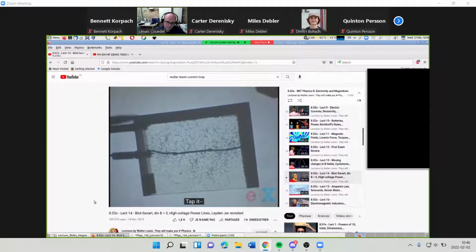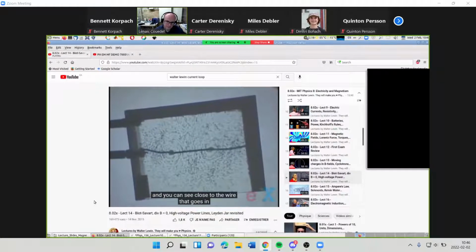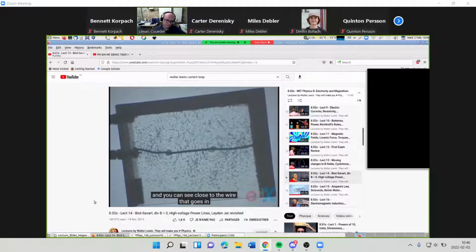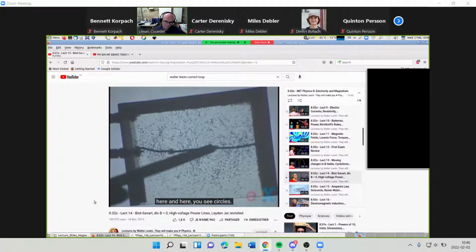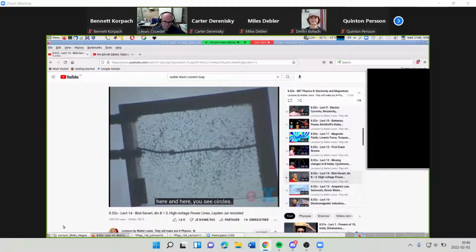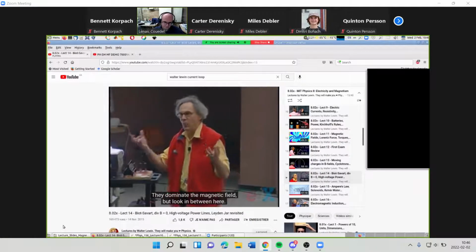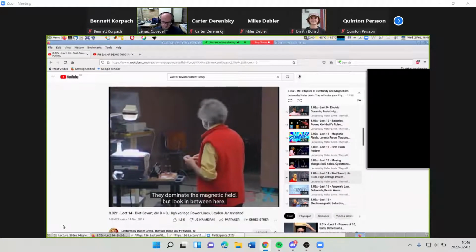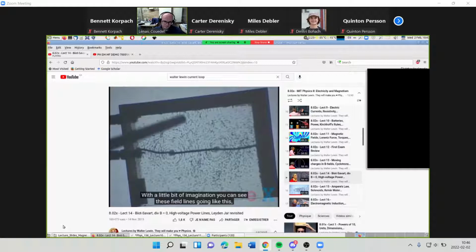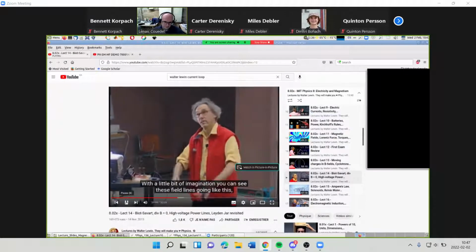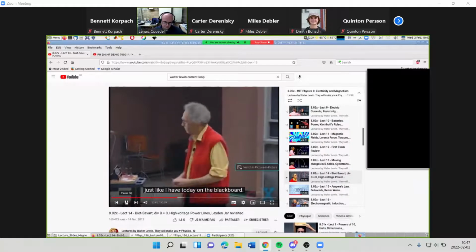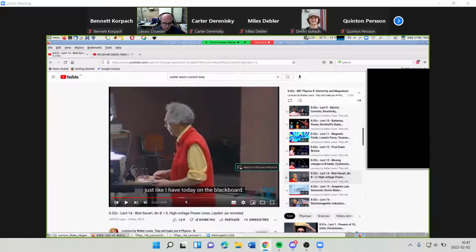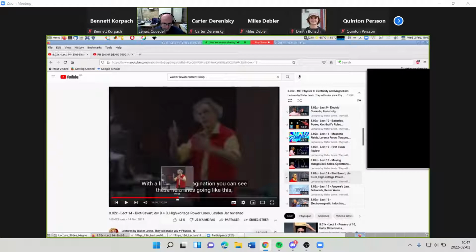Tap it. And you can see close to the wires that go in, here and here, you see circles because of the 1/r relationship. They dominate the magnetic field. But look in between here, there's a little bit of imagination. You can see these field lines going like this, just like I have there on the blackboard. Okay, so what you've just seen here is for one turn of wire.